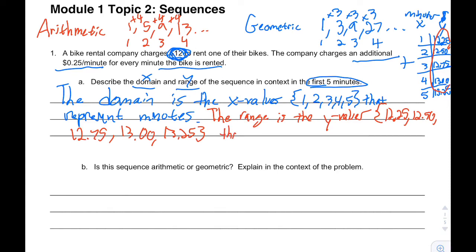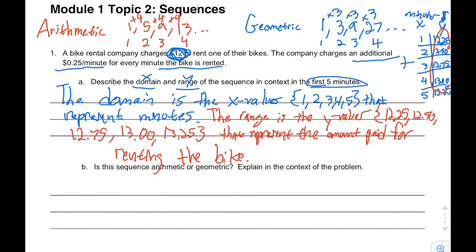That represents the amount paid for renting the bike. All right, so just recapping, domain, we're talking about the x values. For sequences, that's most likely going to be your term numbers. So 1, 2, 3, 4, 5, because they ask for the first 5 minutes. Now the range are the output values or the y values, which in this case is just talking about the money.